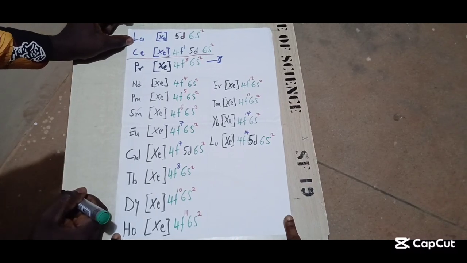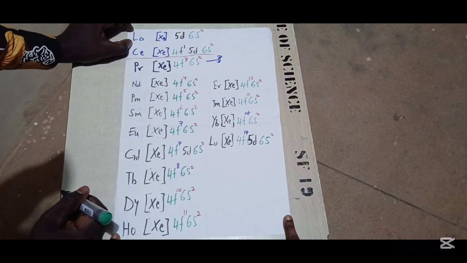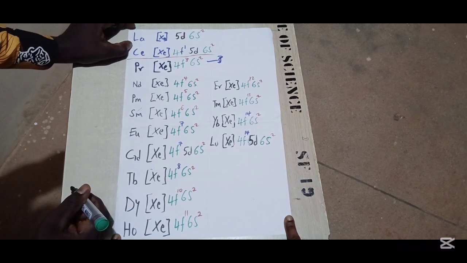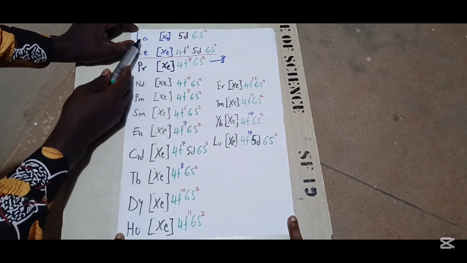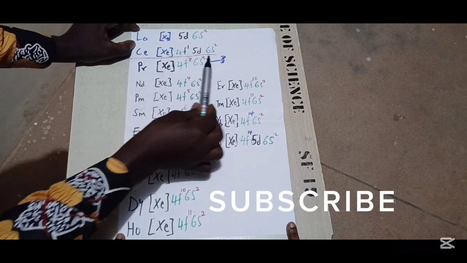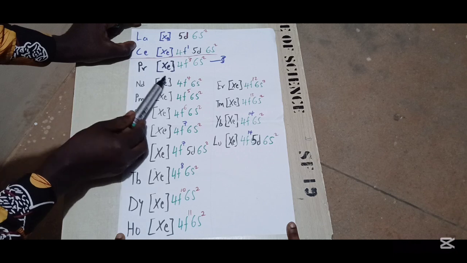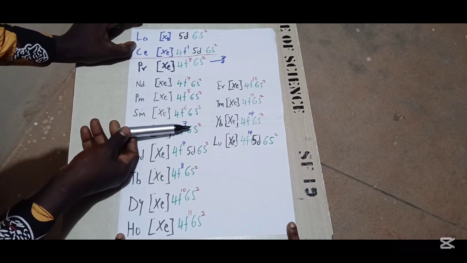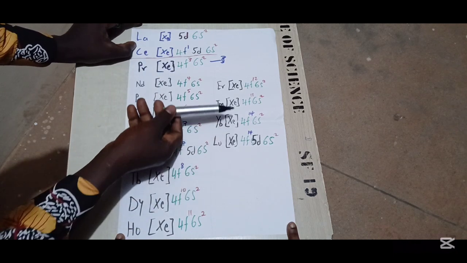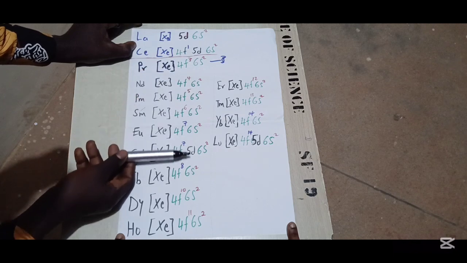This is my trick of writing the electron configuration of the Lanthanide series. For now, let's forget the first two elements of the Lanthanide series and start from praseodymium. You will see that all of them have 4f orbitals and 6s orbitals.